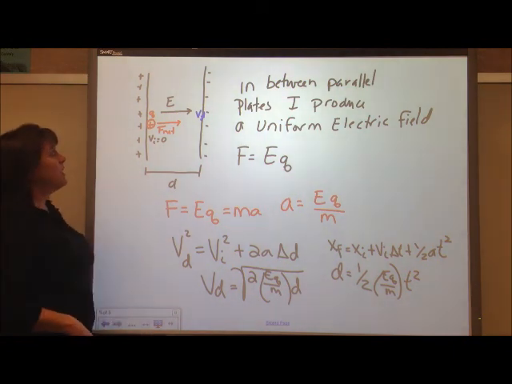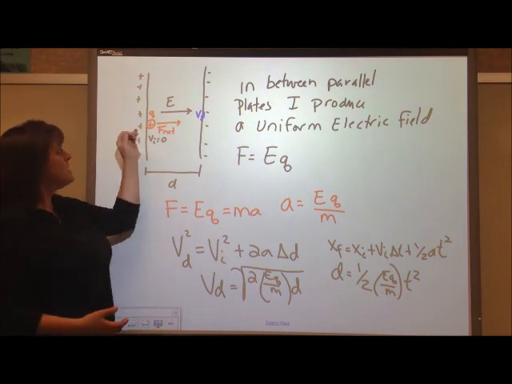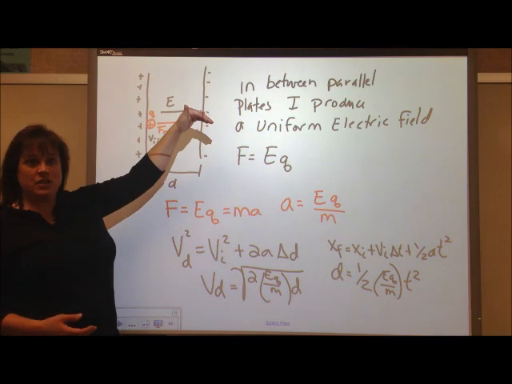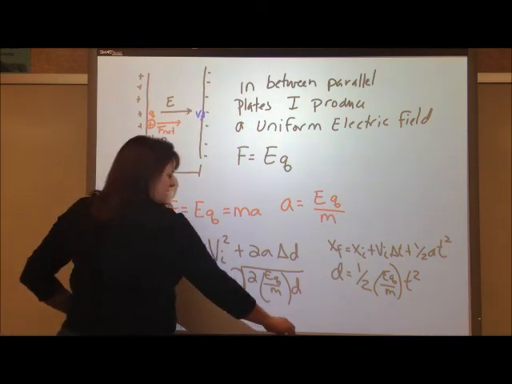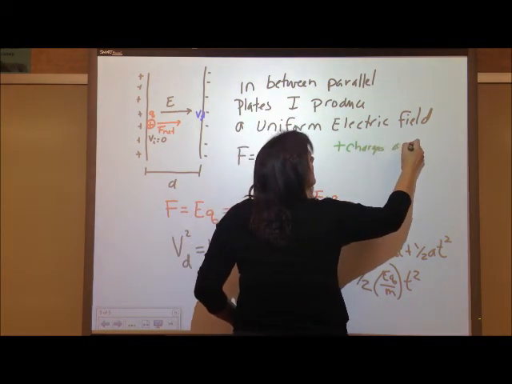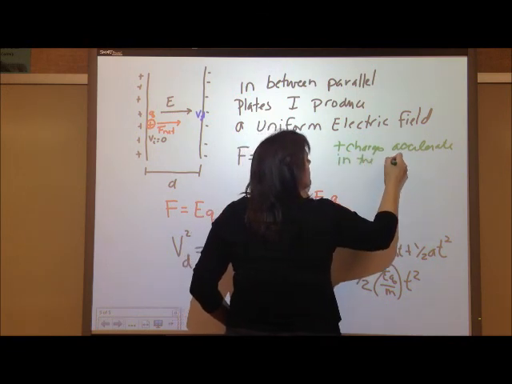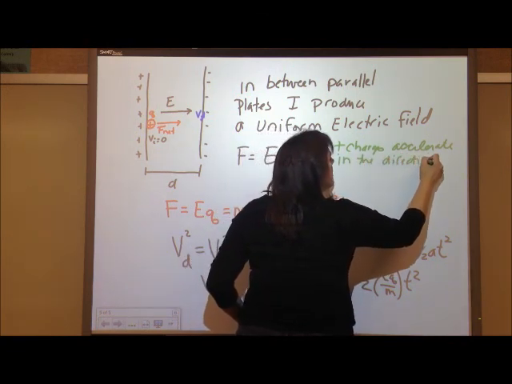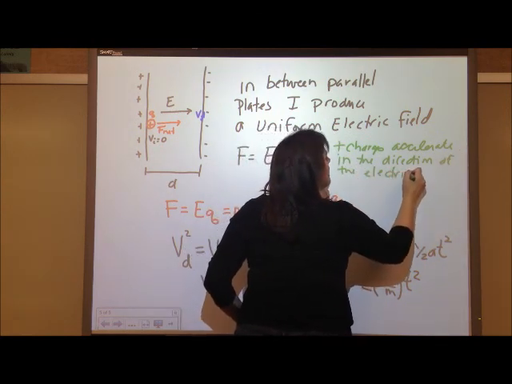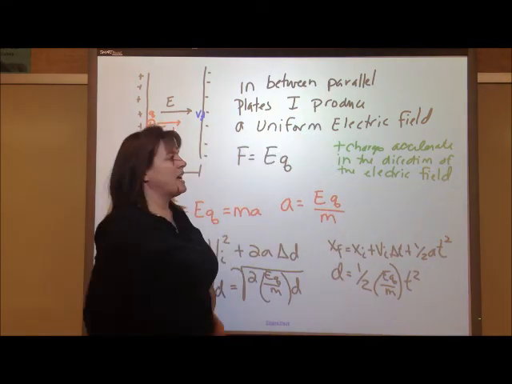Now that's if I put a particle in like this and it travels horizontally. Of course, if I have a positive charge here, it's going to accelerate in the direction of the electric field. So positive charges accelerate in the direction of the electric field, because by convention we draw electric field lines from positive to negative.